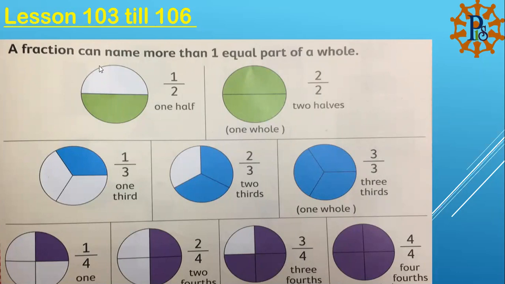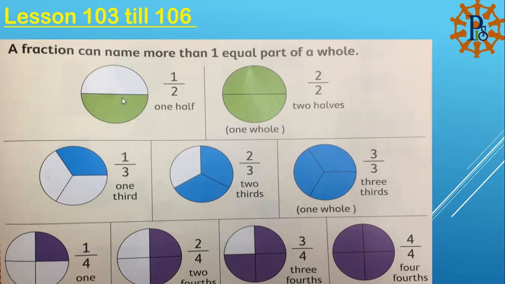As you can see, fraction can name more than one equal part of a whole, like this one. Here we have one half, but here we have two halves because we color the two green. About this shape, here we have one third, but here we have two thirds because we color just two. And if we color the three, so we have three thirds.